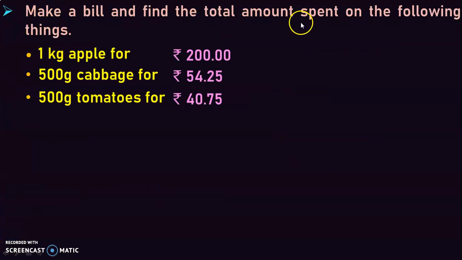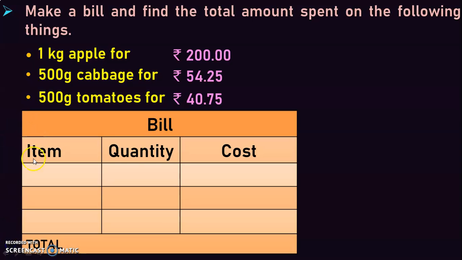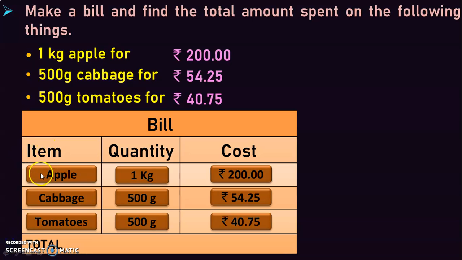This is one interesting sum which we are going to see. Make a bill and find the total amount spent on the following things. We are given 1 kg apple, 500 gram of cabbage and 500 gram of tomatoes and the amount spent for each of this. We have to prepare a bill now. This is the structure of a bill. It will have the item, quantity, cost and the total amount. Fill the bill with the given information. Apple 1 kg 200 rupees, cabbage 500 gram 54 rupees 25 paise, tomatoes 500 grams 40 rupees 75 paise.